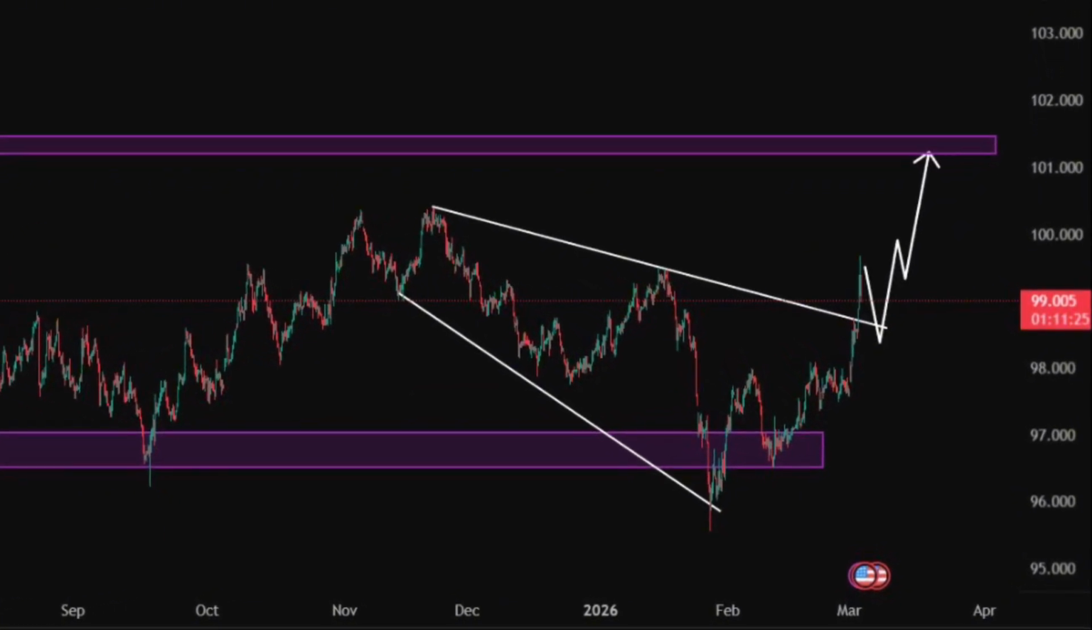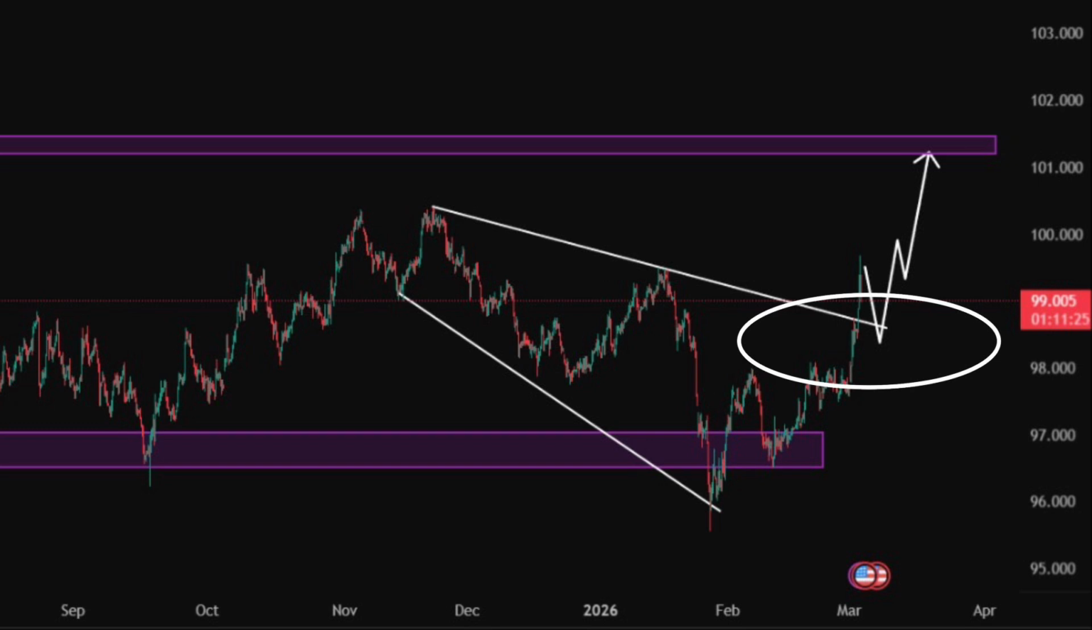Before the breakout, we saw strong accumulation holding above that 96.50 to 97.00 demand floor. That base building phase was key, and once price cleared the diagonal resistance around 98.80, that was the signal that the corrective phase is likely over.